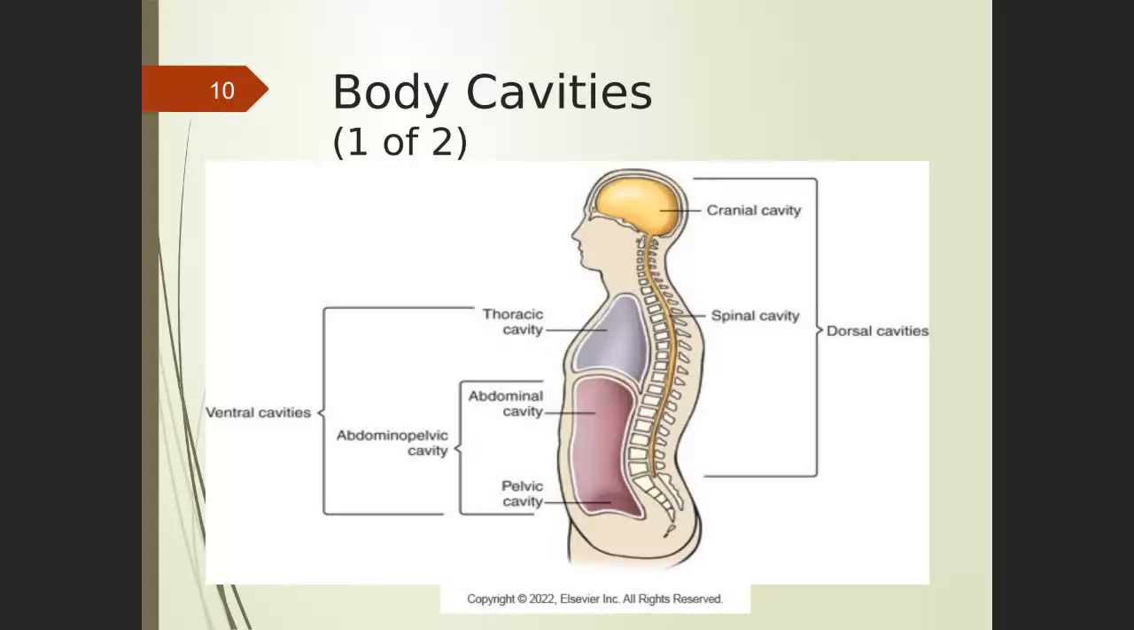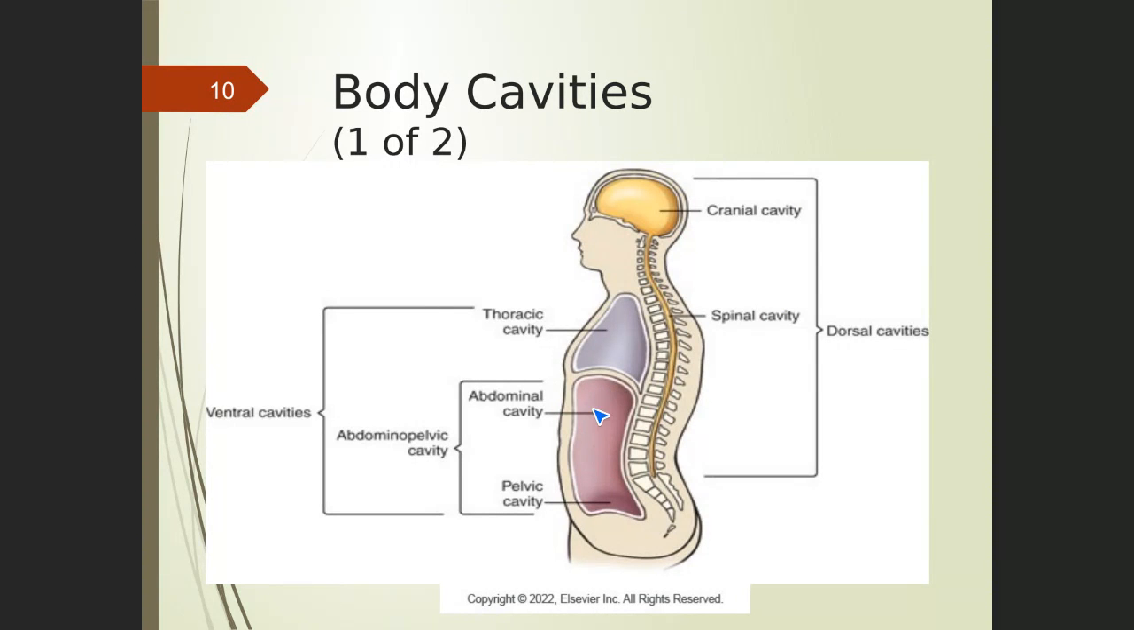All of this is important, especially if you're doing sonography or going into radiology or anything like that. You need to know the basic body cavities. Cranial is where your brain is, spinal is specific to the spine, but both the cranial and spinal cavities in the larger picture make up the dorsal cavity. The ventral cavities include the thoracic, which is your chest, and the abdominopelvic cavity, which runs right underneath the diaphragm all the way to the pelvis.